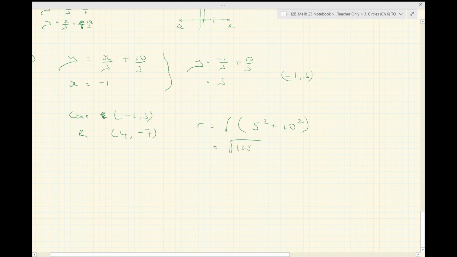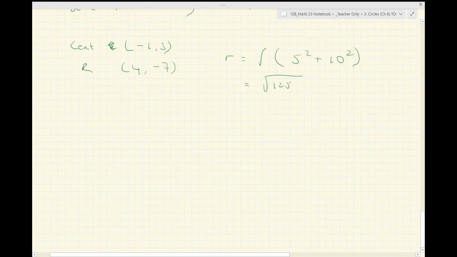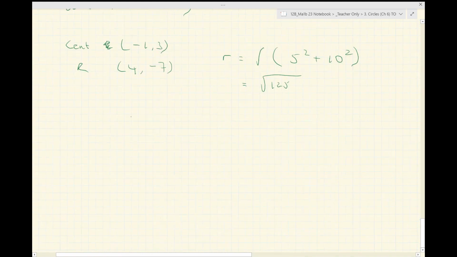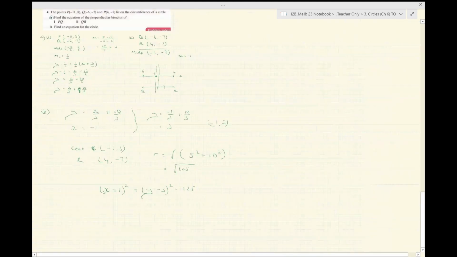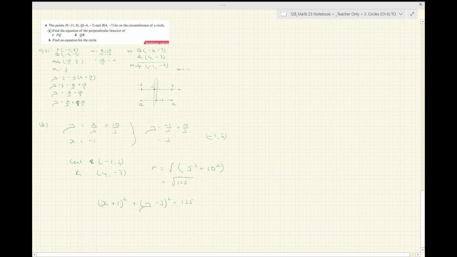So now I know the radius and I know the centre, so I can write down an equation for the circle. It's going to be x minus a, which is x plus 1 squared, plus y minus 3 squared. That's going to equal the square root of 125 squared, which is, of course, 125. And there is the equation of the circle, and that is question 4 complete.